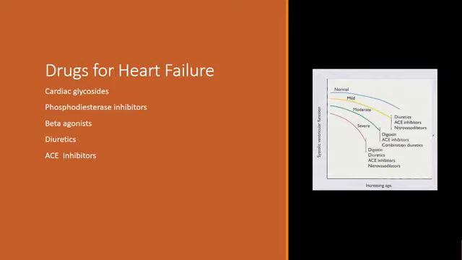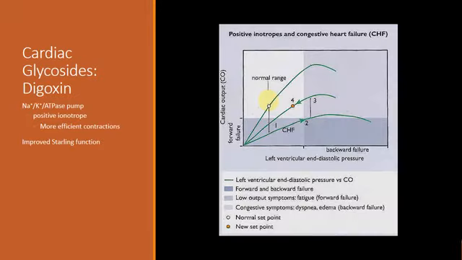Our beta agonists, that's short term once again, our diuretics and our ACE inhibitors. So looking at some of the cardiac glycosides, once again, digoxin is the main one that we see here. It essentially acts on the sodium potassium ATPase pump, and really what it does is act as a positive inotrope, and by doing such, it makes the heart contract more efficiently. It improves the contractility of the heart, primarily the ventricles.